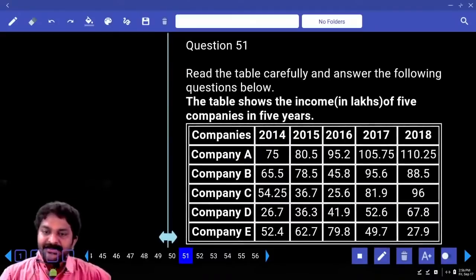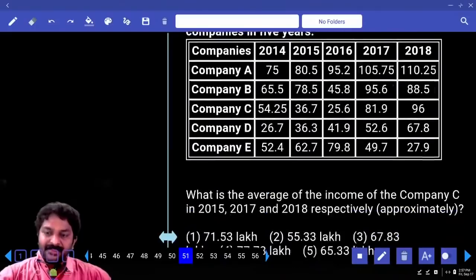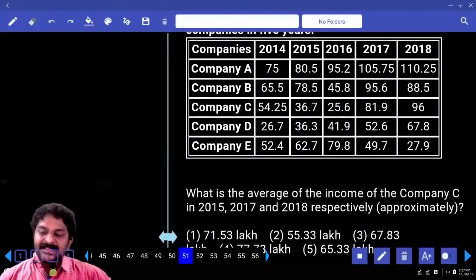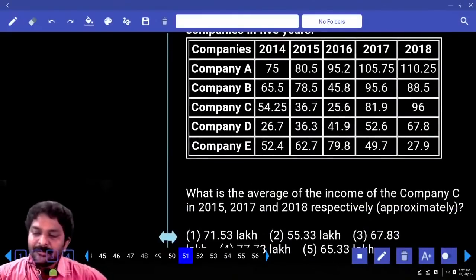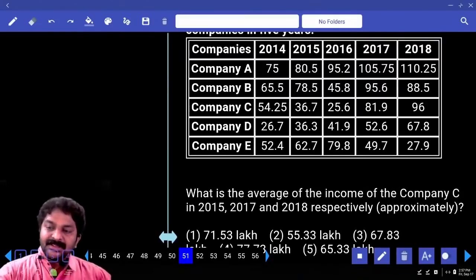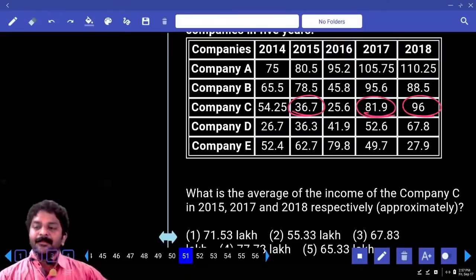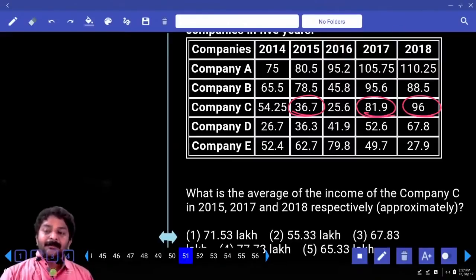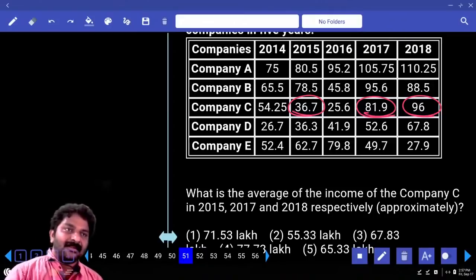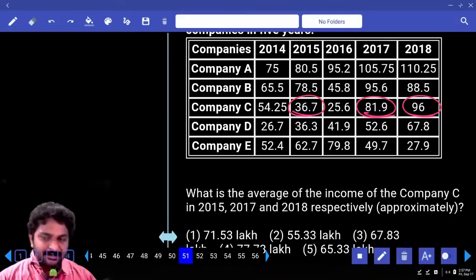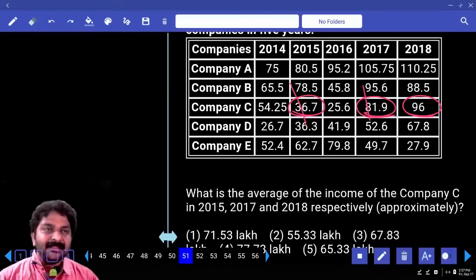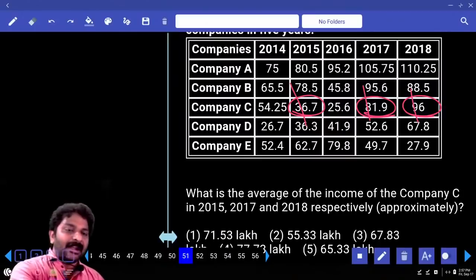Right. 51 onwards we have a table that shows the income of 5 companies in lakhs of rupees over 5 years. What is the average income of company C in 2015, 17, 18 respectively, approximately? 2015, 17 and 18. Right. 36, 81, 117. Otherwise take only tens places first. 30 plus 80. 110 plus 90. 200 round figure.